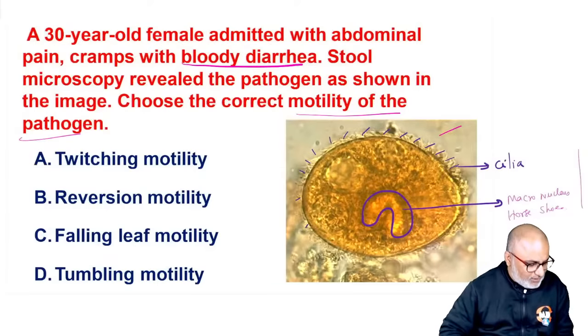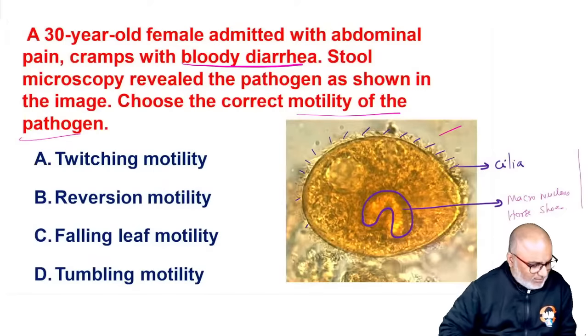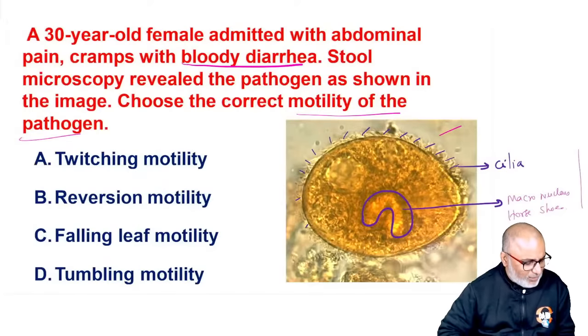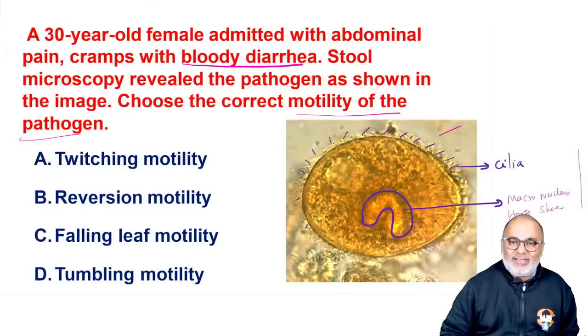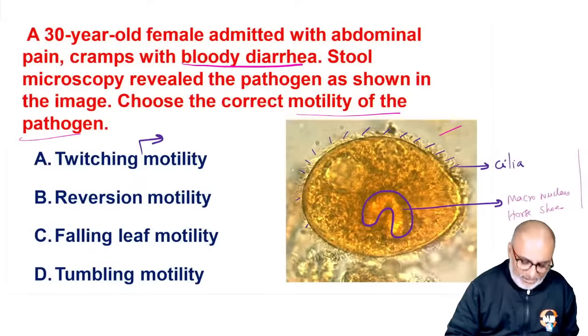What is the motility of this thing? Because it's having cilia, my dear. Somebody asks, sir, how to say it's trophozoite? It is having cilia on the surface. Okay, largest protozoa. What motility? We should know all motilities. Twitching motility exhibited by Trichomonas.